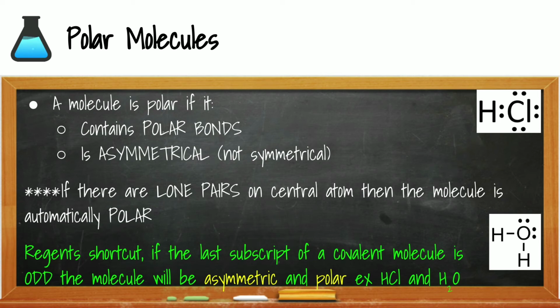subscript of the formula. So here we begin with HCl. The subscript on the Cl is 1. 1 is odd. Since 1 is odd, this will be an asymmetric polar molecule. You can also see that if you draw a line between the hydrogen and the chlorine, this lacks symmetry.